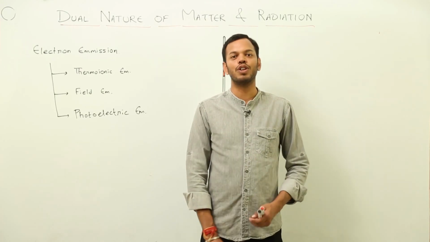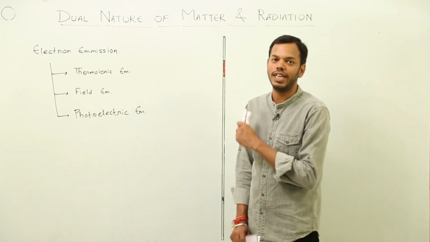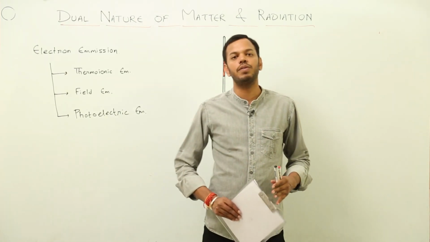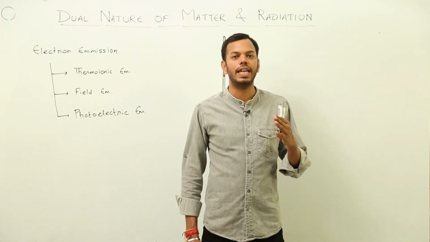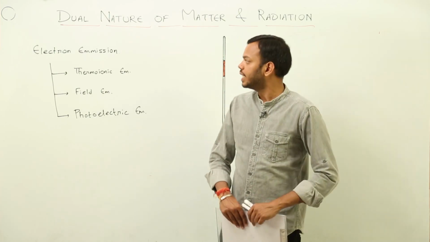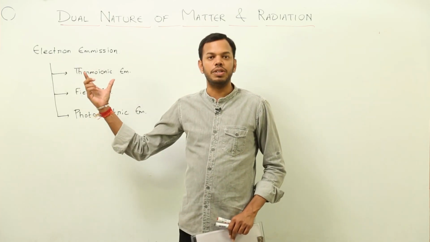Hello friends, today we are going to start with your new chapter, that is dual nature of matter and radiation. In this chapter we are going to start with the process of electron emission. We are going to study about it. See, what do we mean by electron emission?